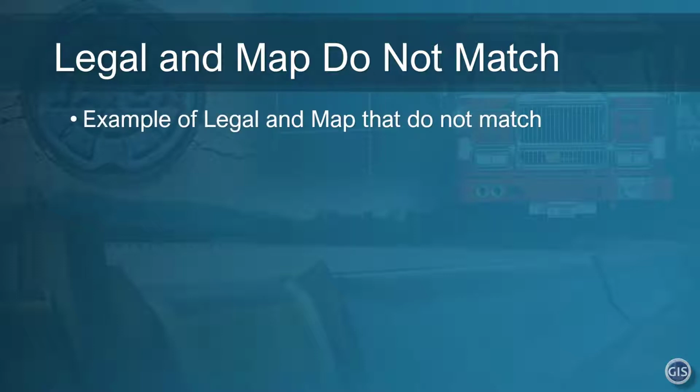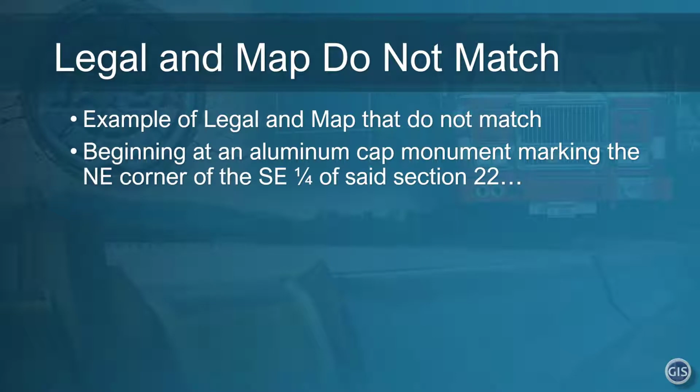One of the most common problems is when the legal description does not match the map. Here is an example of a legal description and a map that do not match. Beginning in an aluminum cap monument marking the northeast corner of the southeast quarter of said section 22.